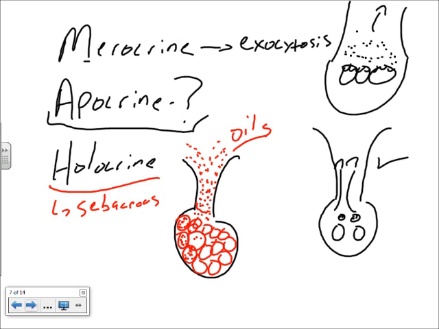So that's all these three terms mean, just modes of secretion. Realistically, I'd say put more of your focus on merocrine and holocrine: exocytosis versus cell death by massive accumulation.